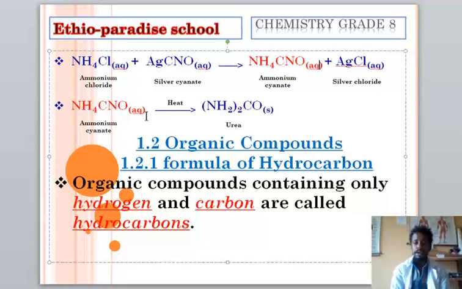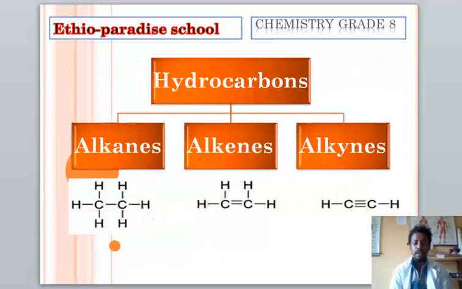1.21 Formulas of hydrocarbons. Hydrocarbons are organic compounds. Organic compounds containing only hydrogen and carbon are called hydrocarbons. If a compound contains hydrogen and carbon only, it is called a hydrocarbon. Hydrocarbons have classifications. They have three classifications: alkanes, alkenes, and alkynes.